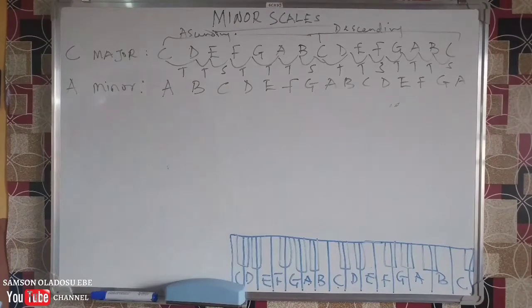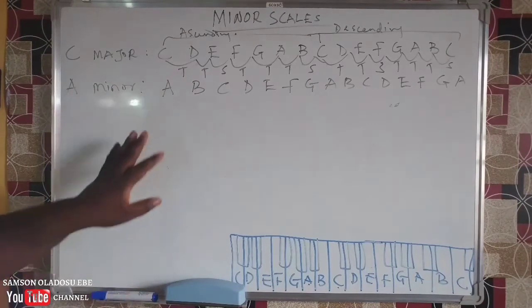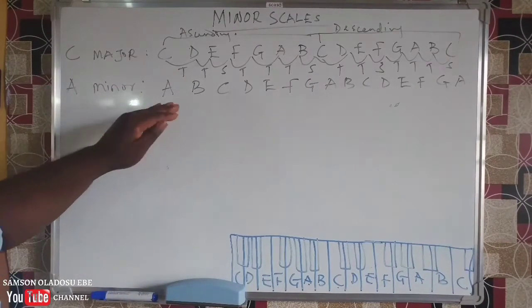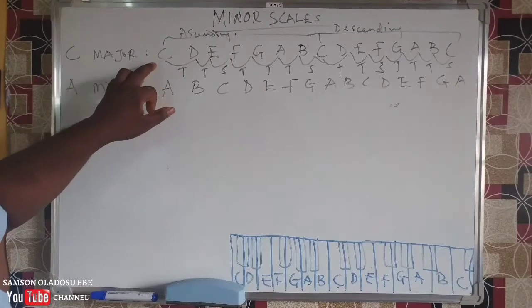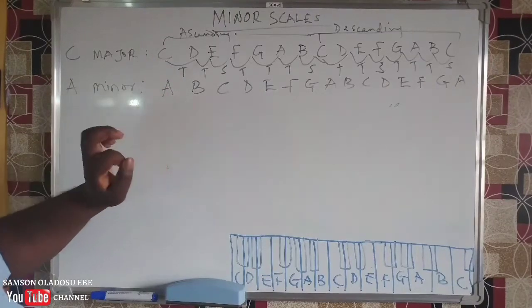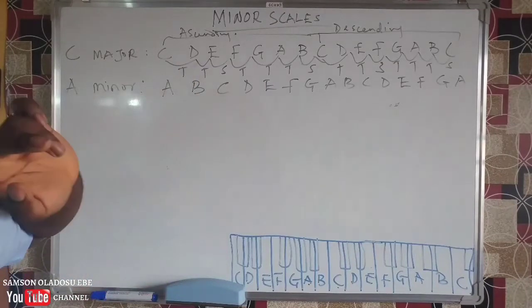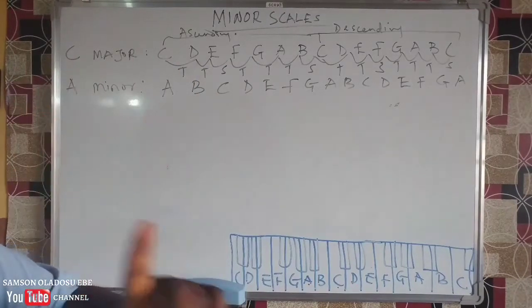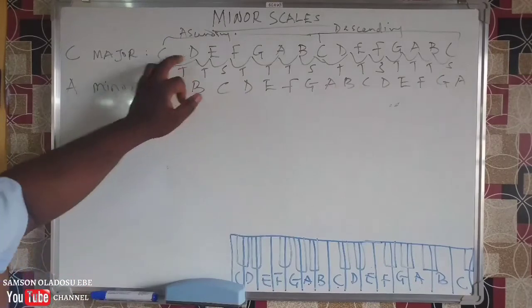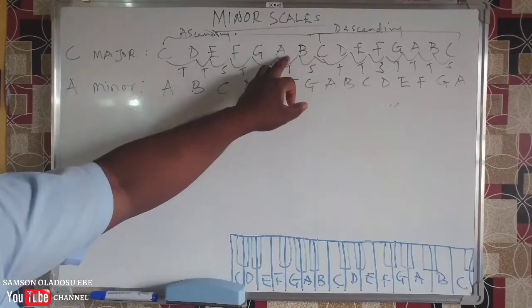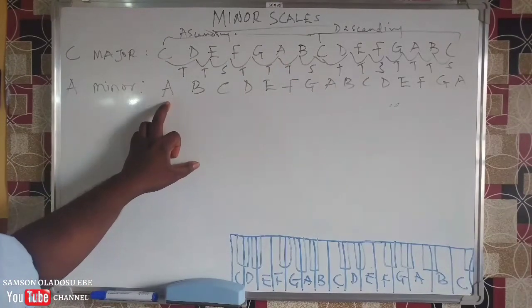Now, you will discover that there's really not much difference between the scale of C major and the scale of A minor, just that where they are starting from is what differs. I said the other time that a minor scale begins from the 6th degree, 1, 2, 3, 4, 5, 6, A of a major scale.